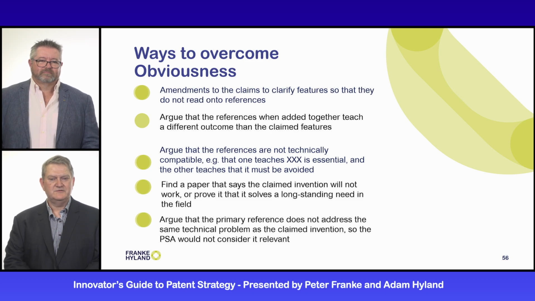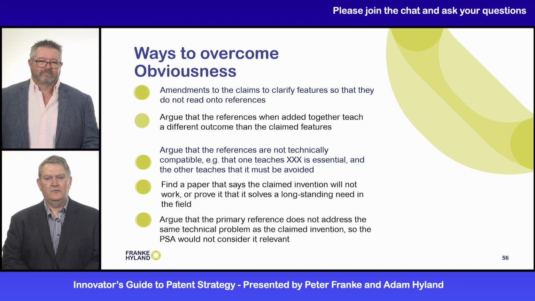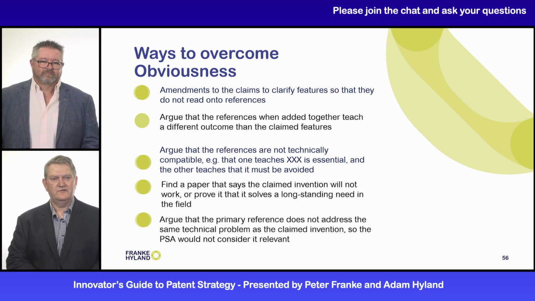You kind of back off to options like finding a learned article that says that the claimed invention absolutely will not work. I've had that happen a couple of times. It's very helpful when that is your invention and it does work. Or if you can prove that there's a long-standing technical problem in the field and you've solved it, even if they're now saying you could solve it by this obvious combination of references, it becomes, well, it can't be obvious because everyone thought there was a problem and hadn't solved it.